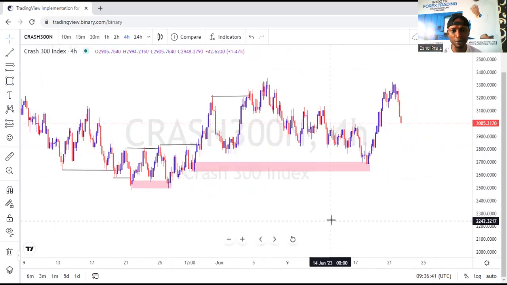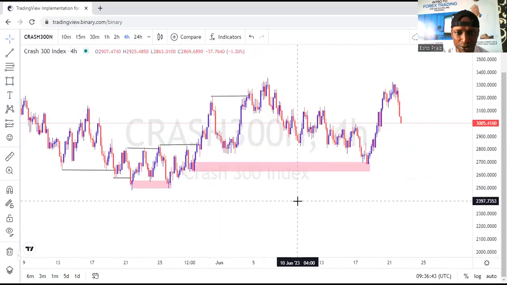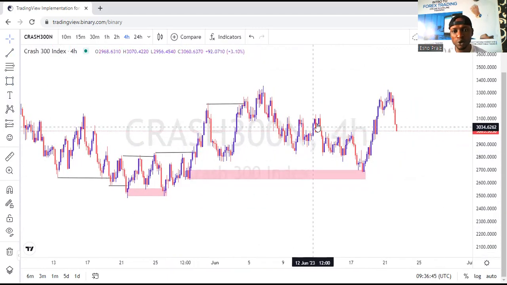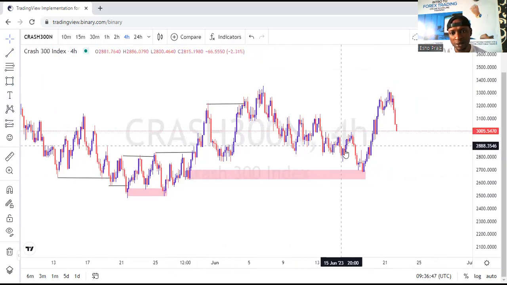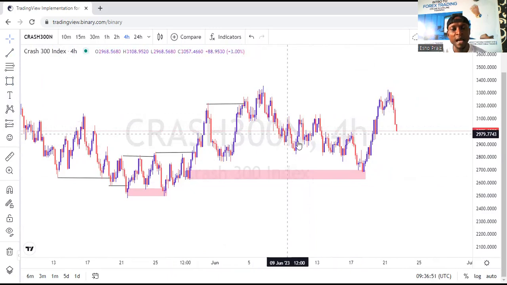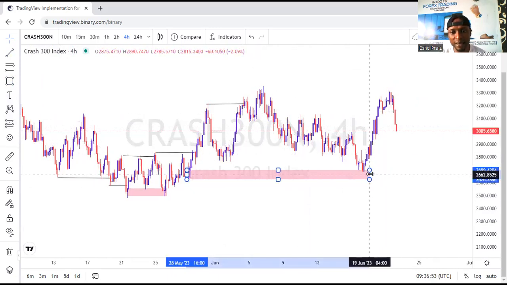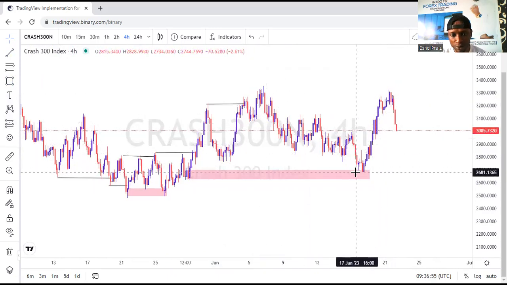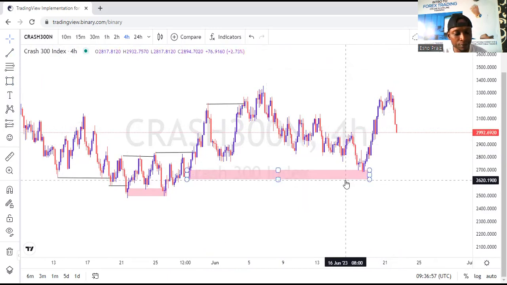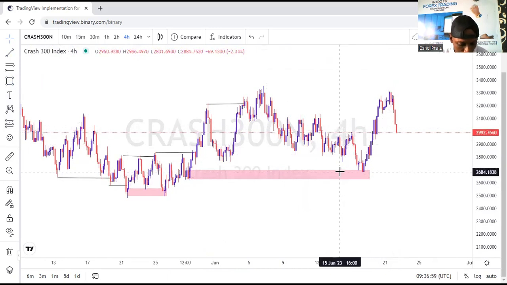So now look at the market itself. The market was somewhere around here when I dropped the signal. I said, guys, we'll be buying this market right at this point. So the market got to this order block and started buying. Please hold on. So the market got there and started buying.